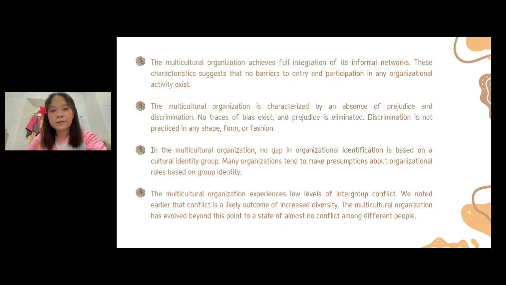Next naman is a full integration of informal networks. So, ang informal networks is yung friendship or yung bond na nabubuo ng mga employees sa isa't isa. Like, kahit man they are from different backgrounds or cultures, they still have connections with each other.